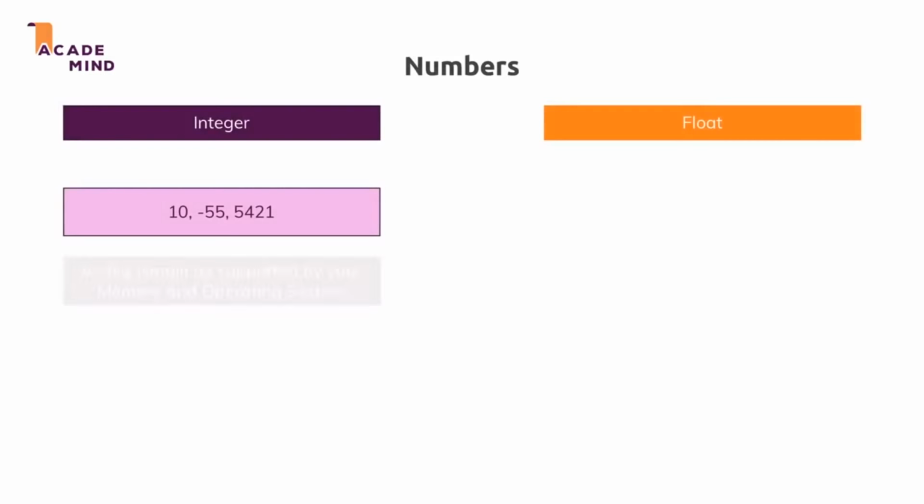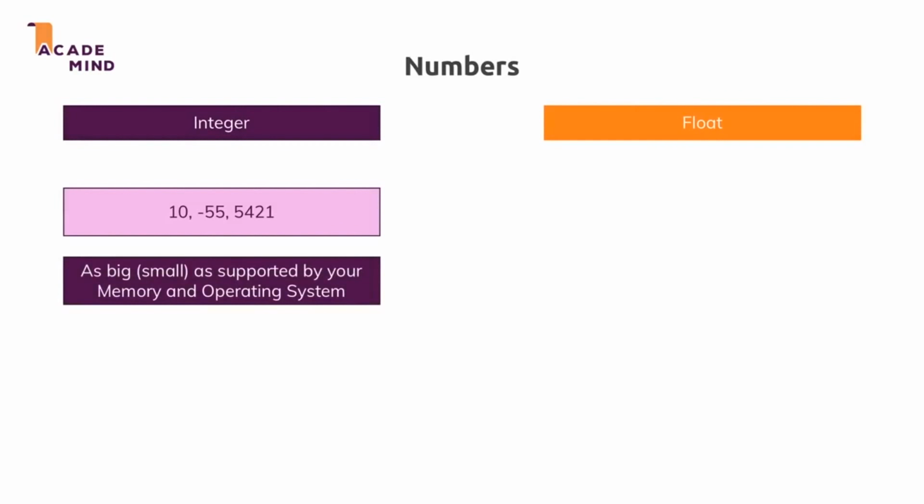Here are examples for integers, and the important part here is an integer in Python can be as big or small if it's a negative number as supported by your memory and operating system. Because 64-bit systems, for example, can leverage more of the memory than 32-bit systems. That's why the operating system also matters. But the important part is, this is the only limiting factor. There is no built-in cap or limit. So if you want to store a really big number in a variable, you can probably do that if your memory supports it.